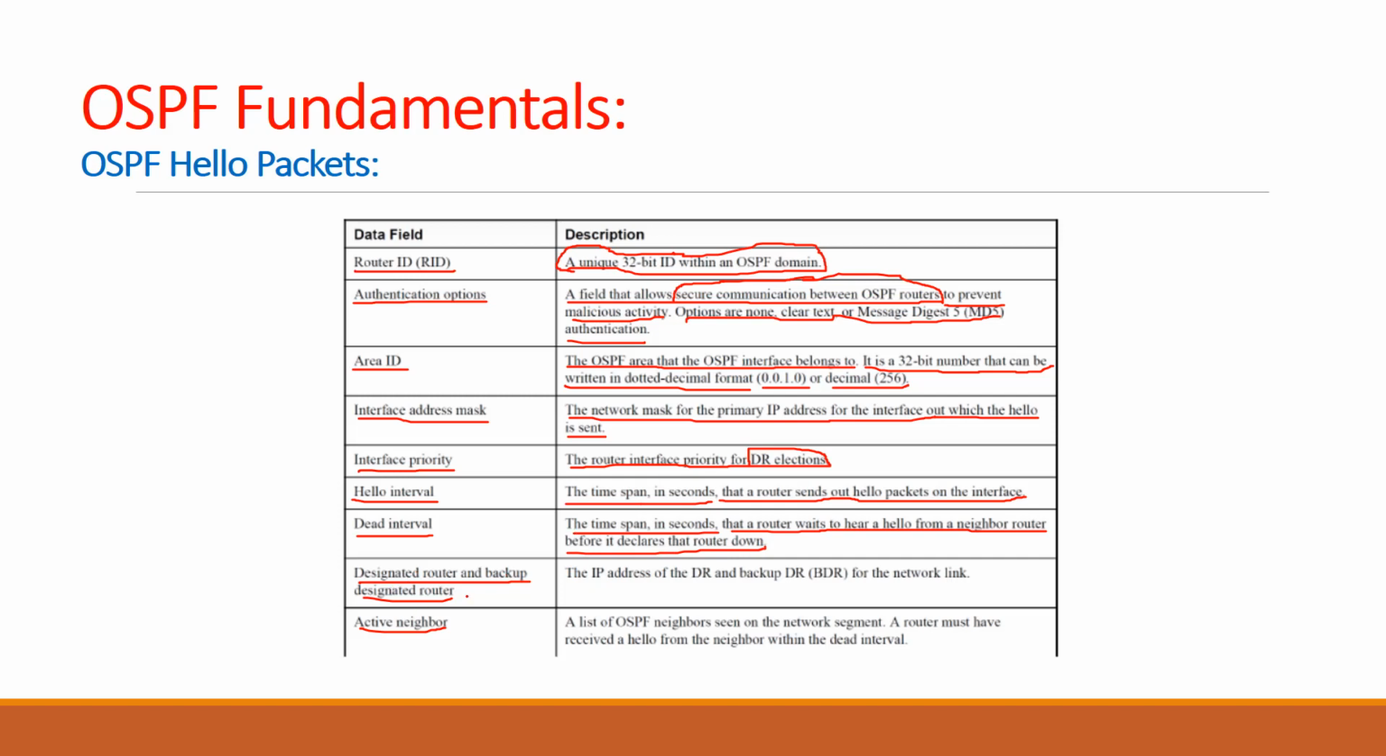Designated router and backup designated router, the IP address of the DR and the backup designated router or BDR for the network link. The active neighbor, a list of OSPF neighbors seen on the network segment. A router must have received a hello from the neighbor within the dead interval. You have to keep in mind these OSPF hello packet fields.